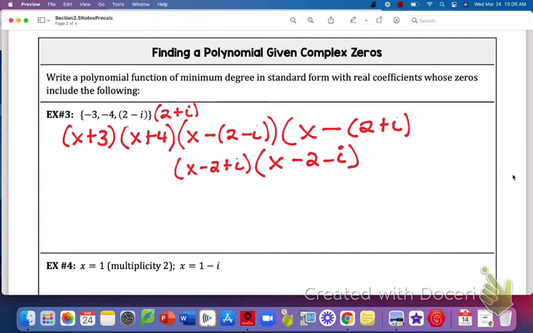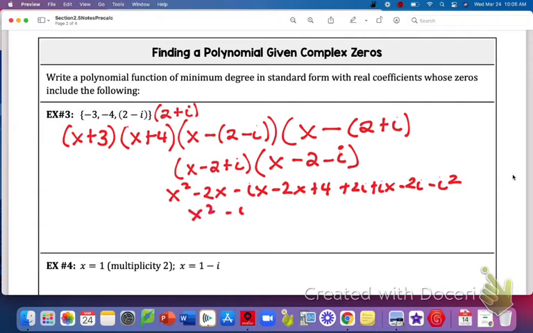Okay, so when I multiply this out, I'm going to do all the work right now, and then I'm going to show you the shortcut. So don't do this, just watch. x squared minus 2x minus ix minus 2x plus 4 plus 2i plus ix minus 2i minus i squared. So things cancel out. 2x's would go to, it looks like negative 4x. So I would go to x squared minus 4x. My ix's go away.